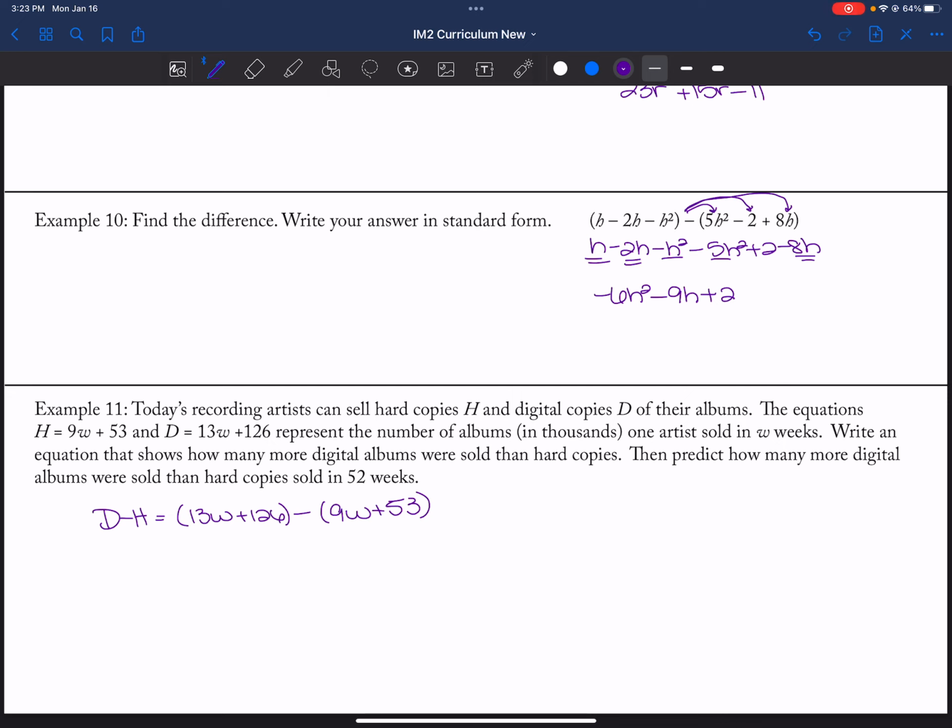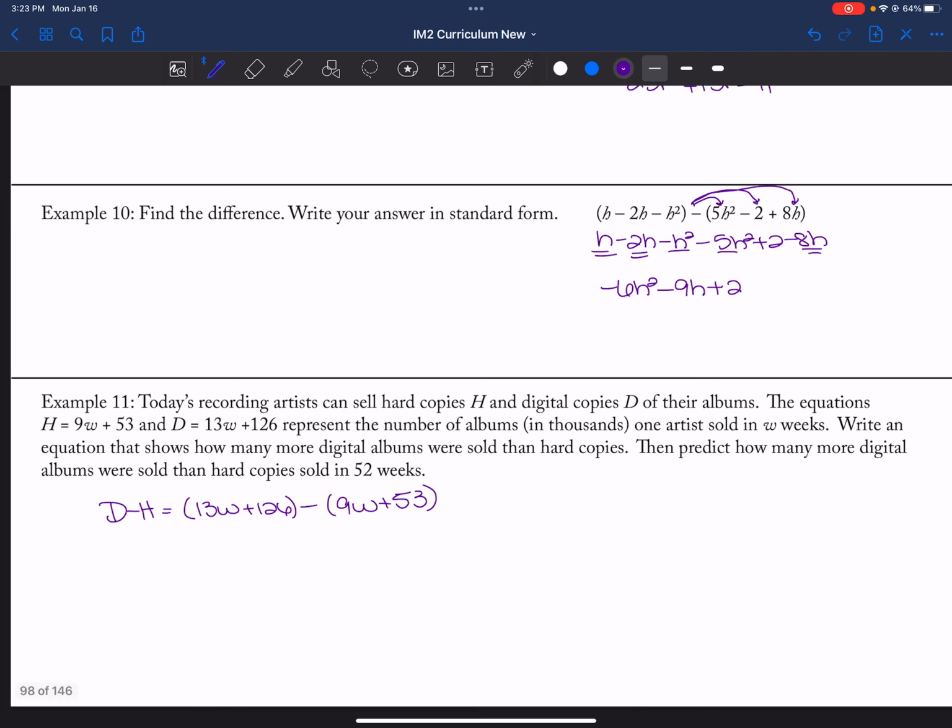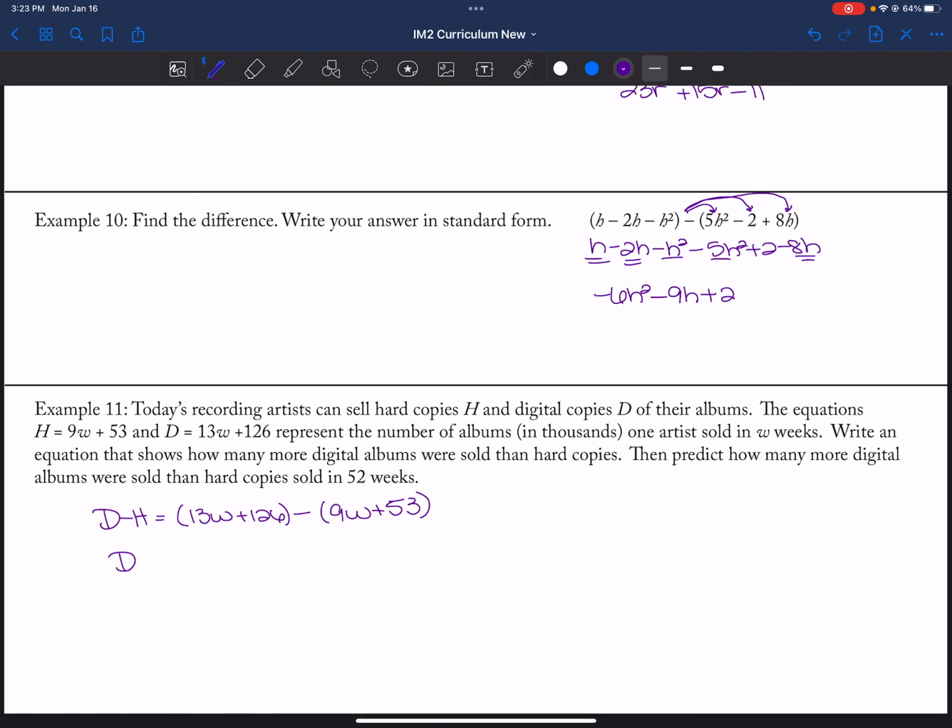And then how many more copies that were digital were sold than the hard copies in 52 weeks. Okay, so now I have D minus H. So 13W plus 126 minus 9W minus 53. So then D minus H is my equation. So that is 4W and then plus 73. And that is my equation. So that is the first part that I needed to do.